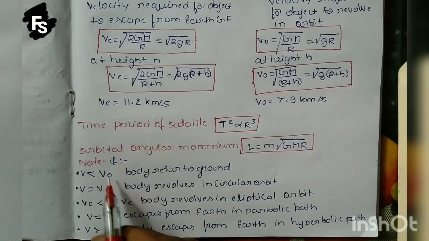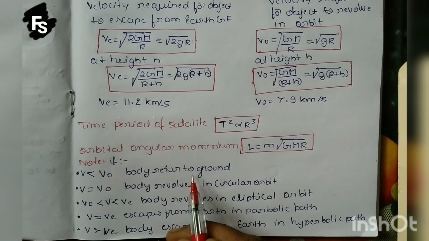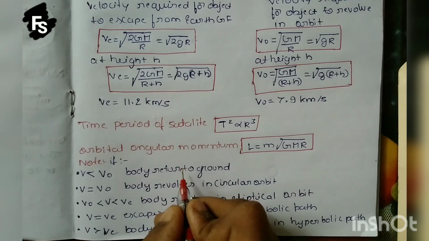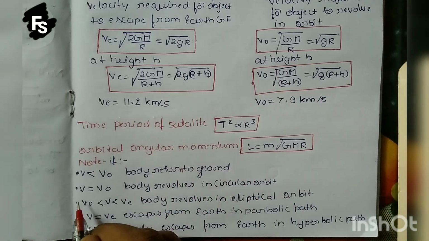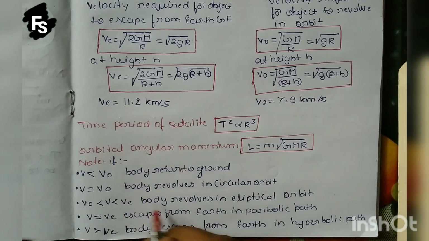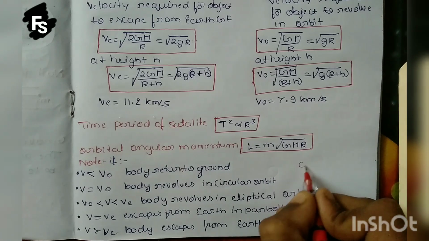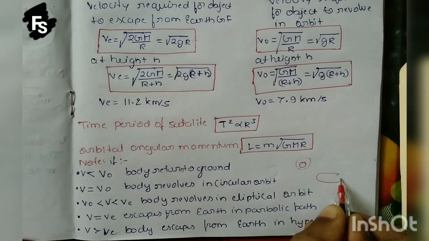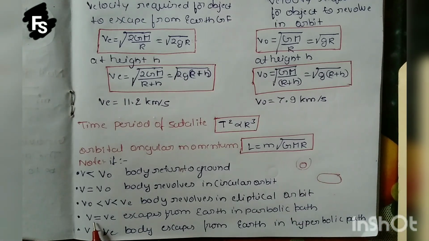Next, come to the note. If the velocity is less than the orbital velocity, then the body returns to the ground; it does not travel away. If the velocity of the body is equal to the orbital velocity, then the body revolves in a circular orbit around the Earth. If the velocity is greater than the orbital velocity and less than the escape velocity, then the body revolves in an elliptical orbit.